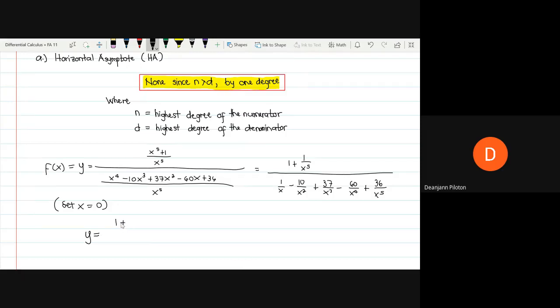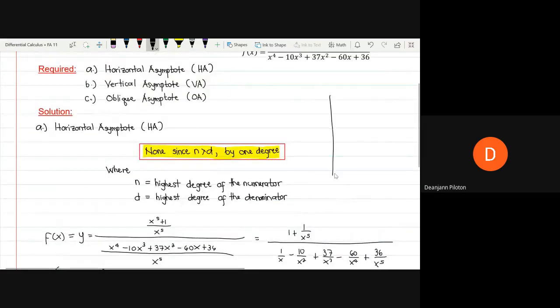So, we have 1 plus 1 over 0, class. Sorry, 1 over infinity, no? Set x to infinity. So, we set x to infinity, class, when we find the horizontal asymptote.